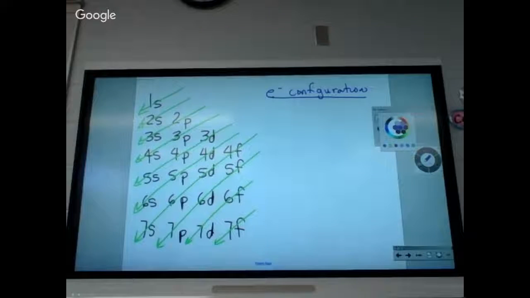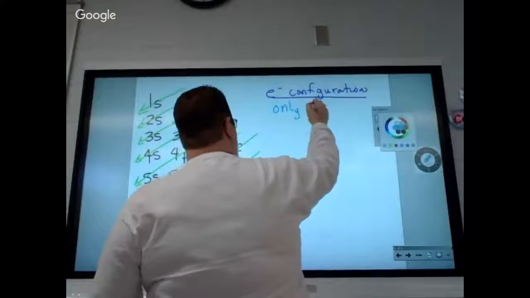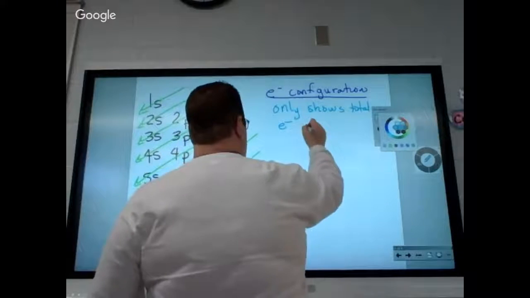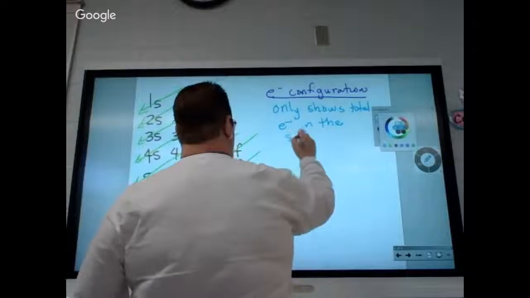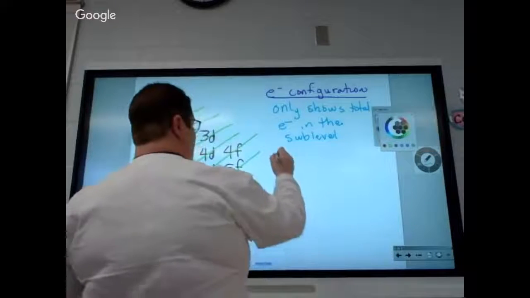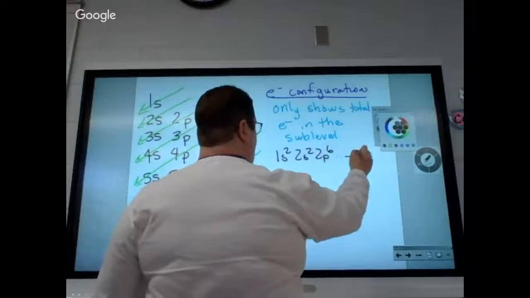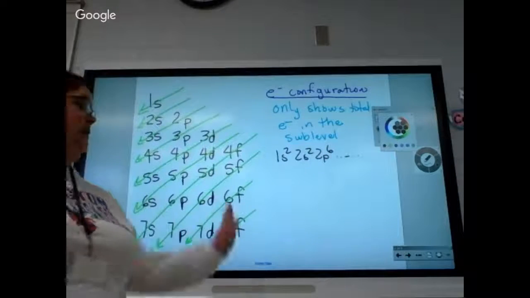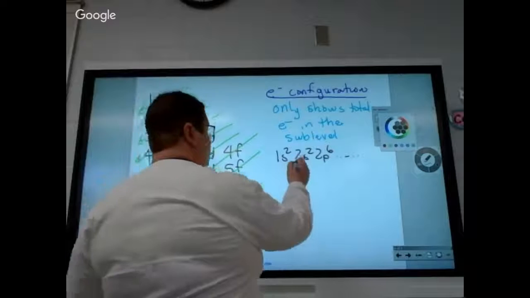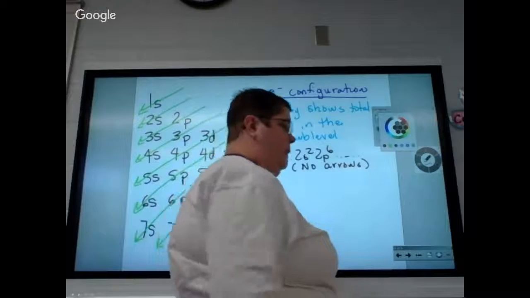An electron configuration is different because it only shows the total electrons in the sublevel. So it's going to look like 1s2, 2s2, 2p6, and so forth and so on. Do you see any arrows in that? No. So there are no arrows in an electron configuration.